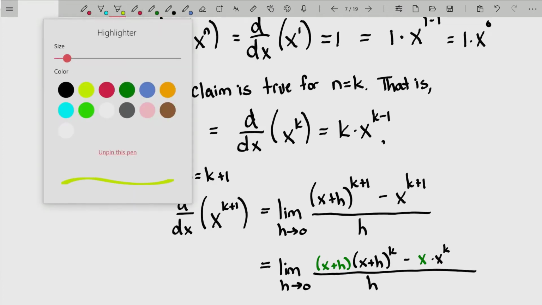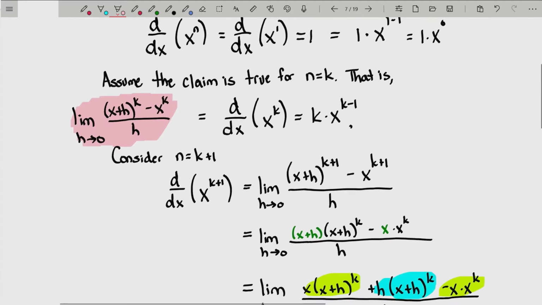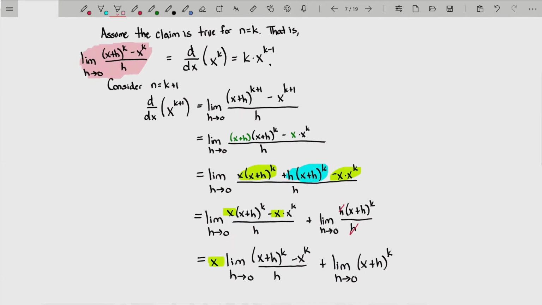I'm going to highlight that. And actually, I'm going to highlight that in a totally different color. I'll highlight this here because I want you to see that that limit is exactly what we just arrived at right here. Those are the same pictures. So I can replace that picture with this because that's what that limit is equal to. We assumed that that derivative, which is that limit, is equal to k times x to the k minus 1.